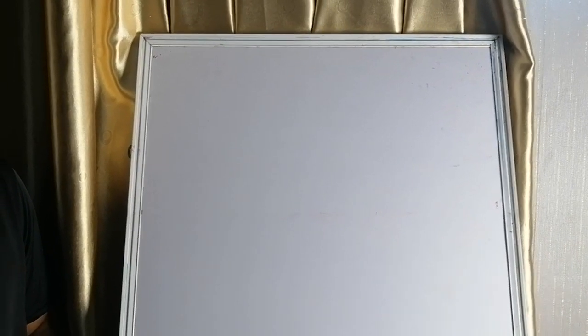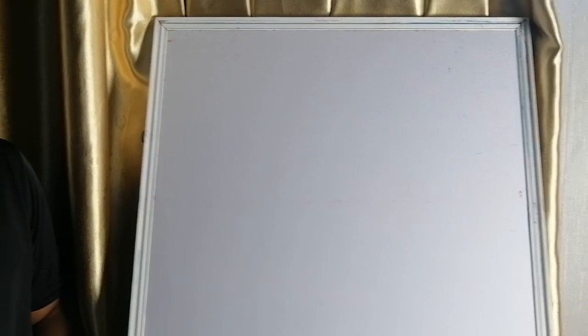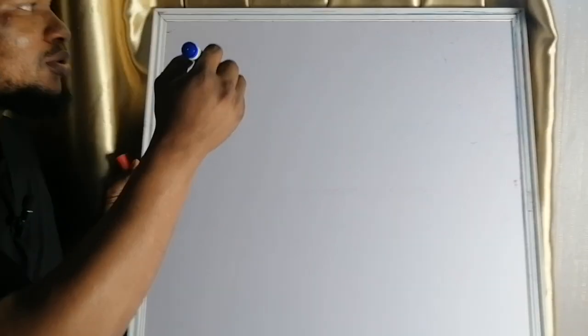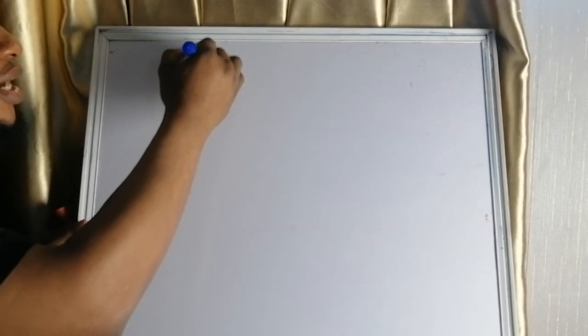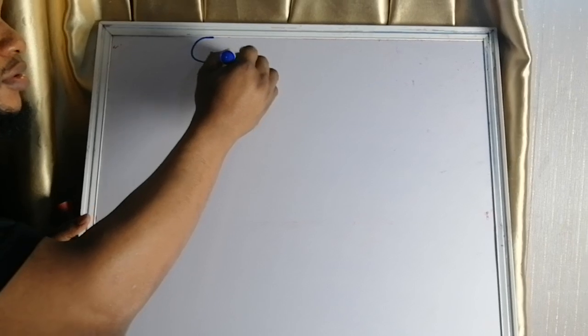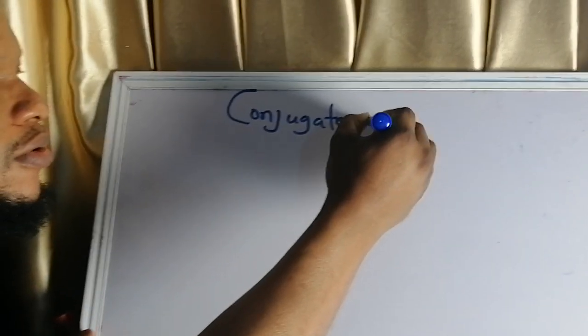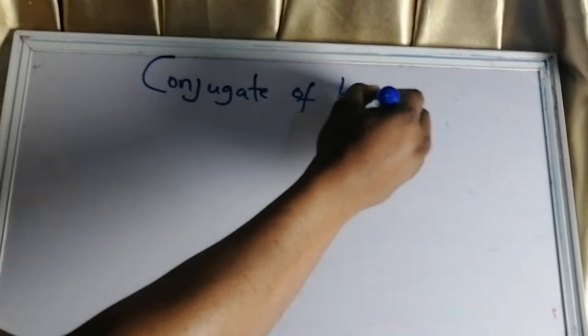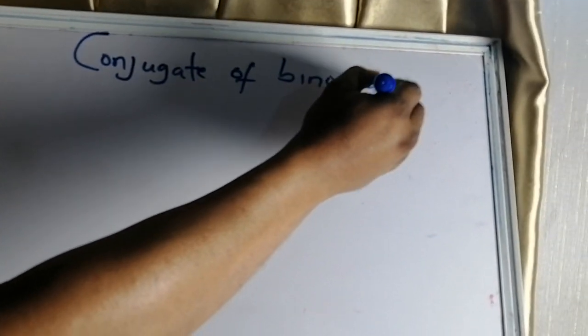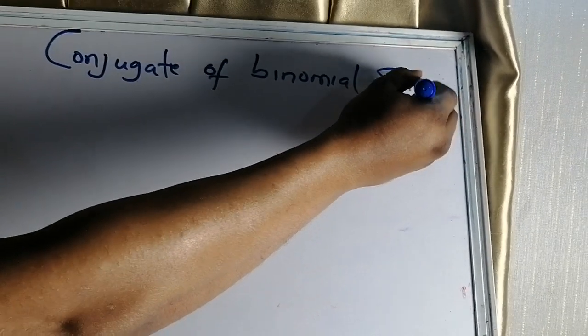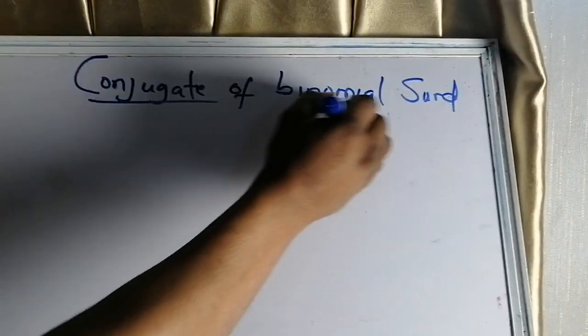of SURD. Okay, and this is the last part before we start solving questions, as mentioned in part five. So the last part in SURD is what we know as conjugate of binomial SURD, conjugate of binomial SURD.